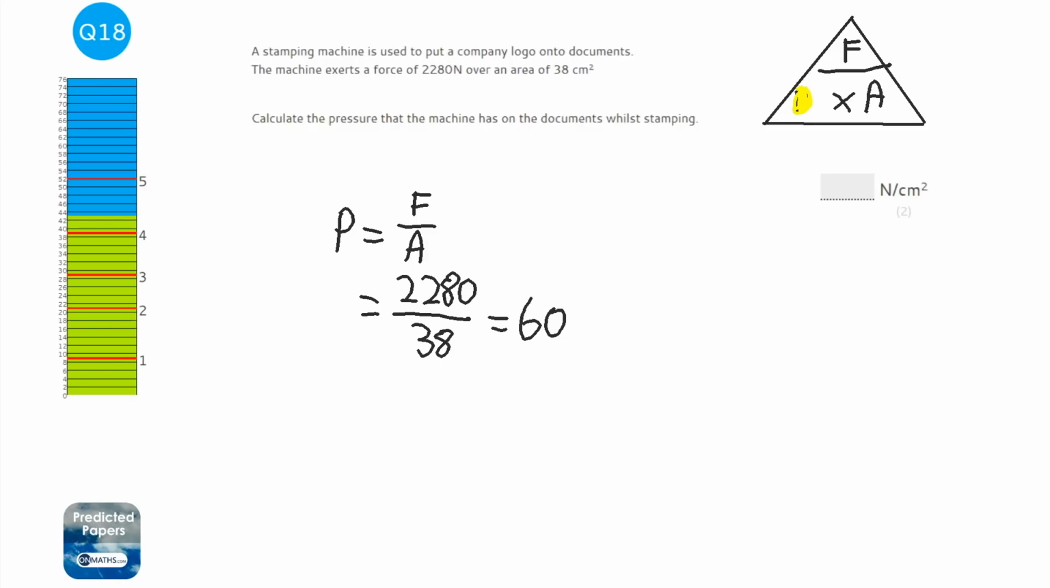Now the units, because force is in newtons, and because area is either in meters squared or centimeter squared normally, then the units are newtons per centimeter squared. So it's 60 newtons per centimeter squared. Don't forget, it could be meters squared, newtons per meter squared, and that's absolutely fine for pressure.